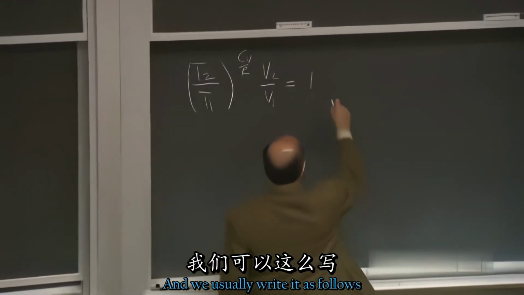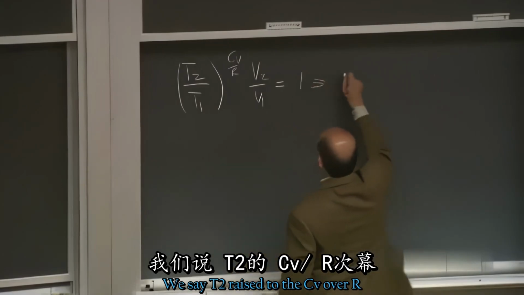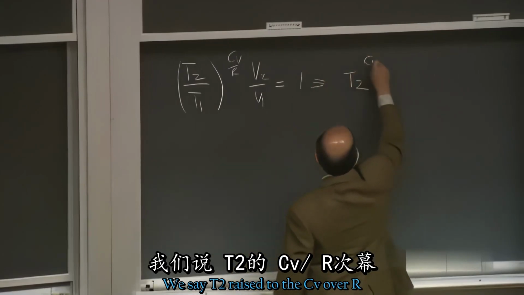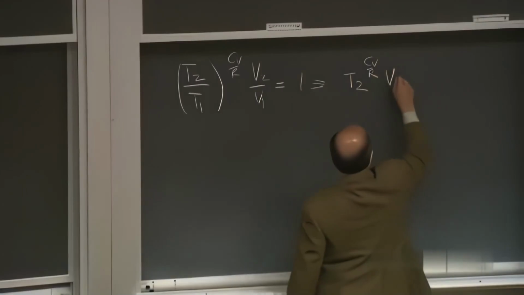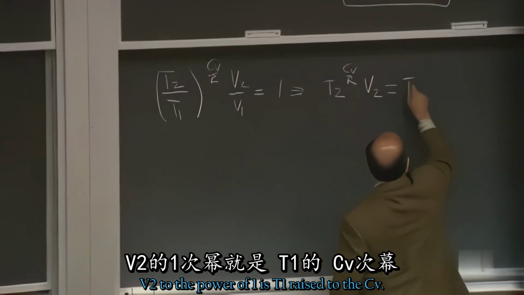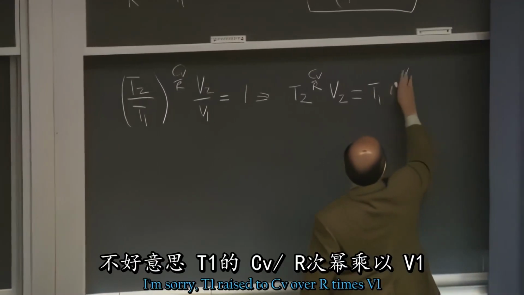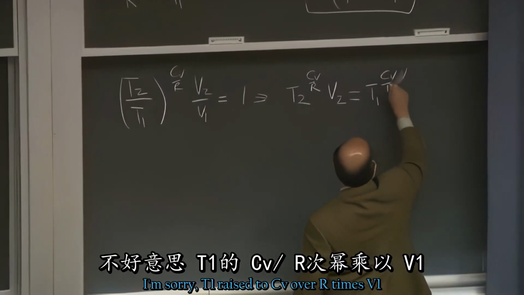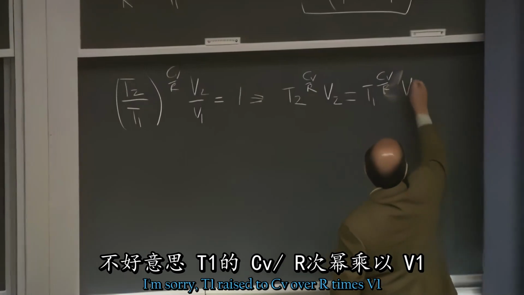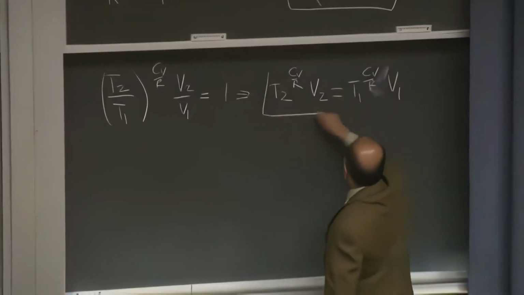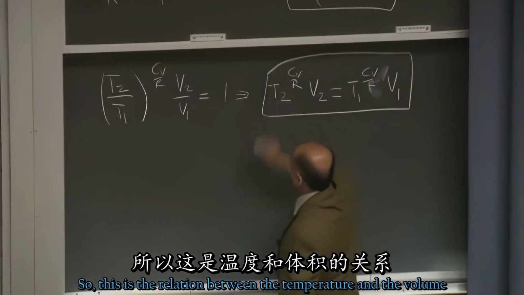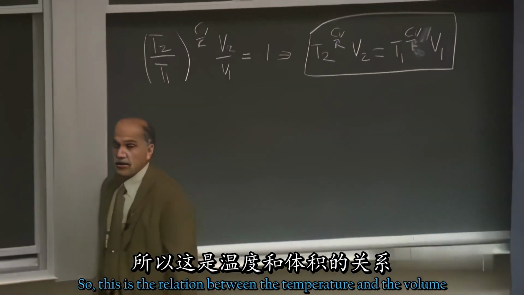And we usually write it as follows. We say T2 raised to the CV over R, V2 to the power 1 is T1 raised to CV over R times V1. So this is the relation between the temperature and the volume.